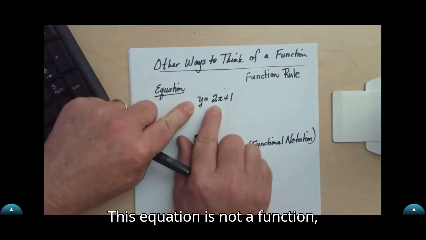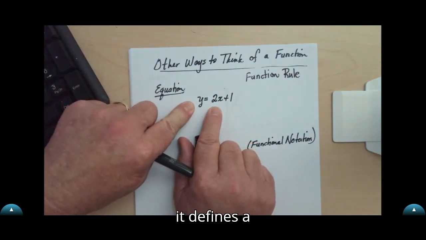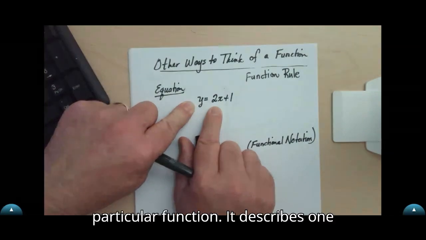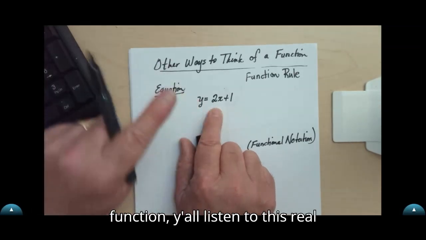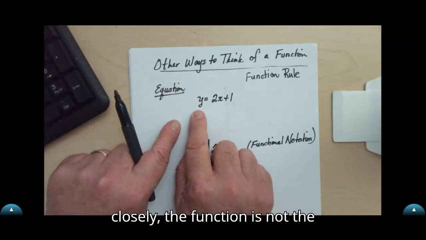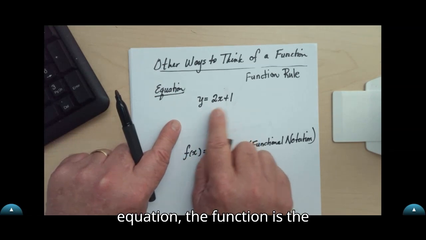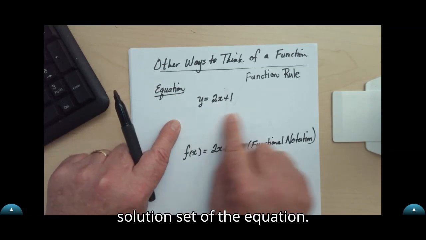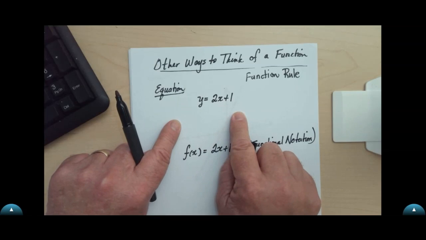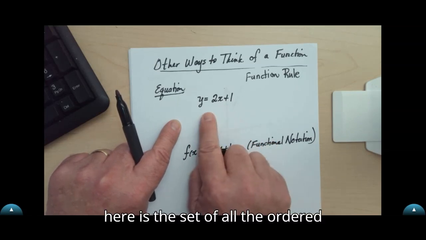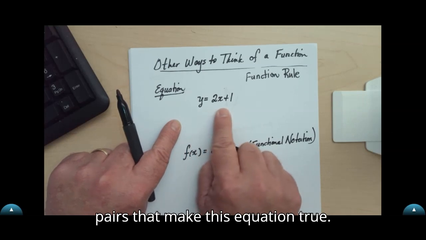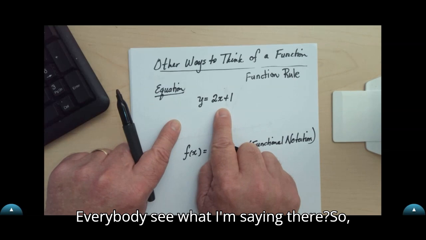This equation is not a function. It defines a particular function. It describes one particular function. The function, y'all listen to this real closely: the function is not the equation. The function is the solution set of the equation. The function that's being detailed here is the set of all the ordered pairs that make this equation true. Everybody see what I'm saying there?